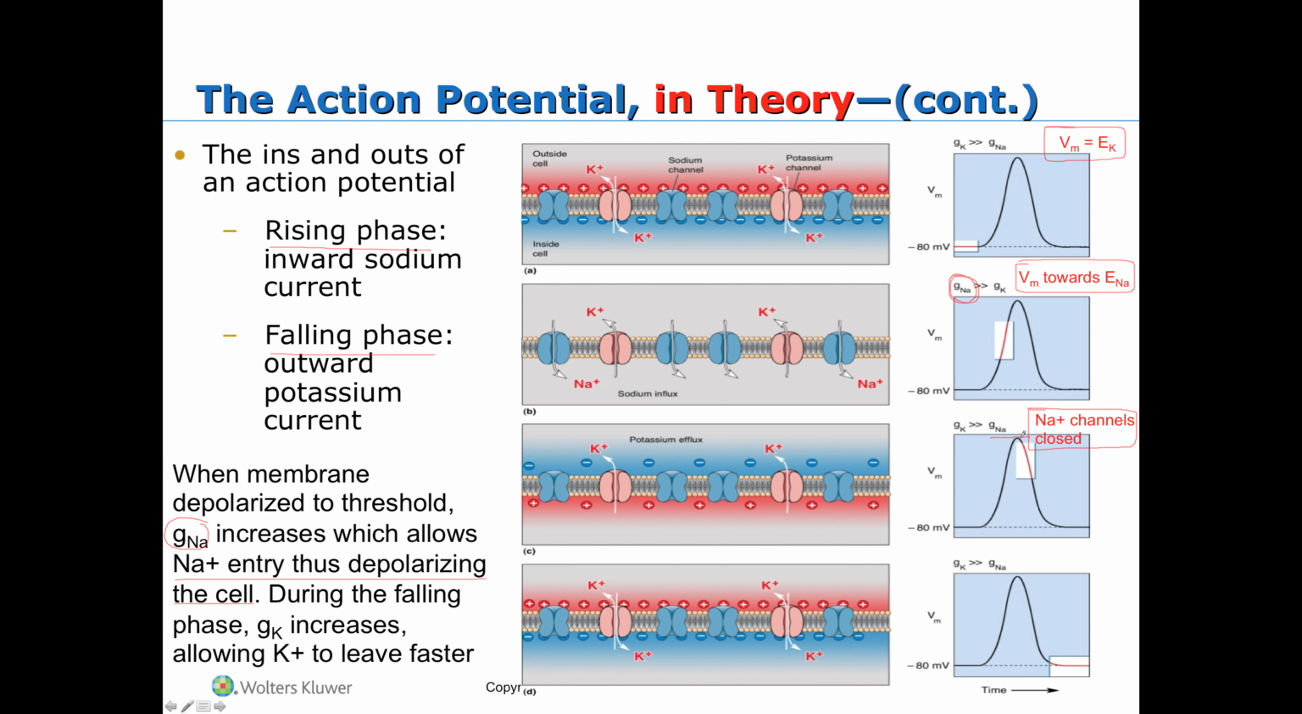In the period of repolarization, which is taking you from a positive value back down to negatives, your conductance of potassium increases, and these are voltage gated potassium channels. They open, allowing potassium to flow out. This is what helps to bring the membrane potential back down to resting state. So during the falling phase, you have a conductance of potassium which increases, allowing potassium to leave faster.